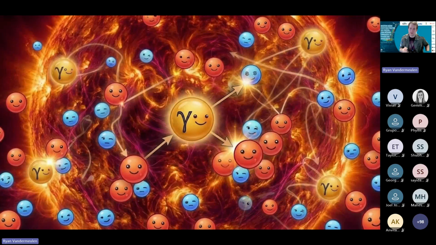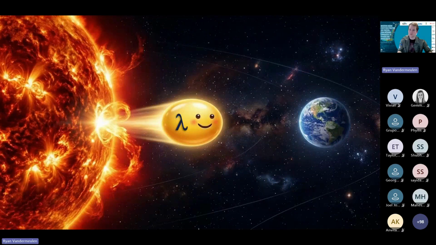Some estimates vary, but this journey can take tens of thousands to hundreds of thousands of years before the energy finally reaches the surface. But after countless absorptions and re-emissions, that original gamma ray energy ends up being shared among many new lower energy photons. Now, eventually, this redistributed energy reaches the surface of the sun, or the photosphere, and here the density drops dramatically, the path clears, and a broad spectrum of sunlight, dominated by visible and infrared light, finally escapes into space.